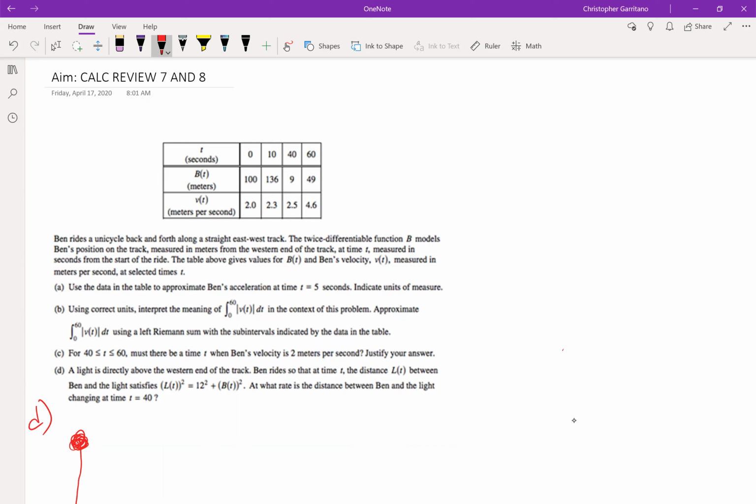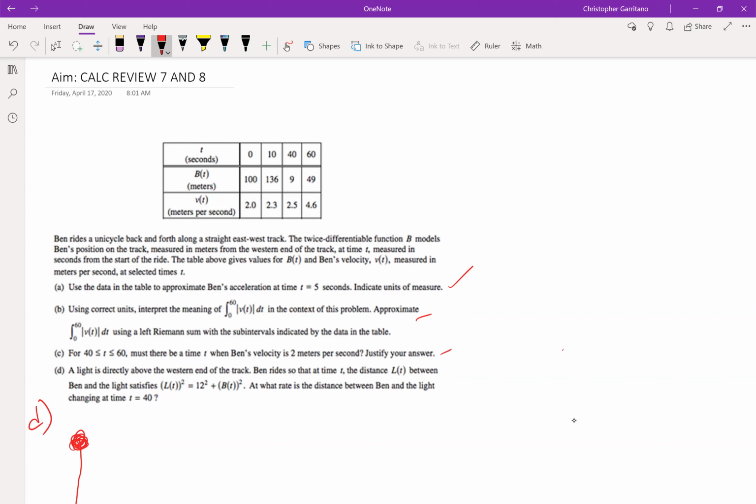And in fact, that's what occurs, I think, in part A. You're finding the slope of a secant line on the velocity function in order to approximate the acceleration at a particular point in time. Part B, approximate this integral using a Riemann sum. Part C is just asking about the intermediate value theorem.